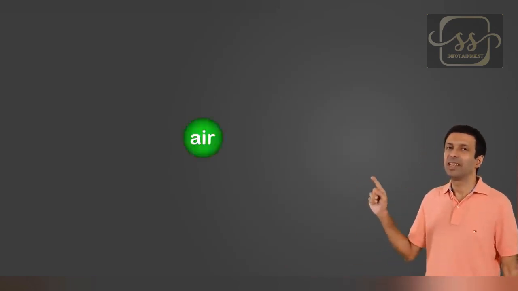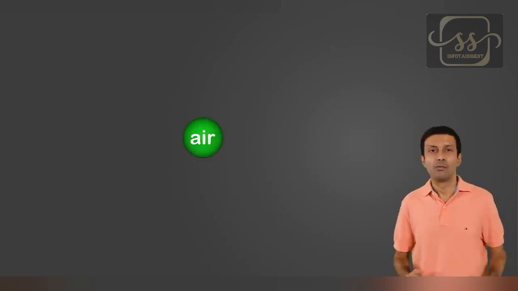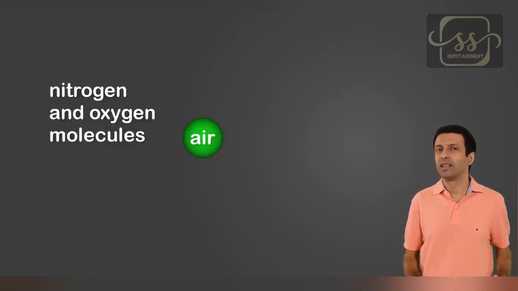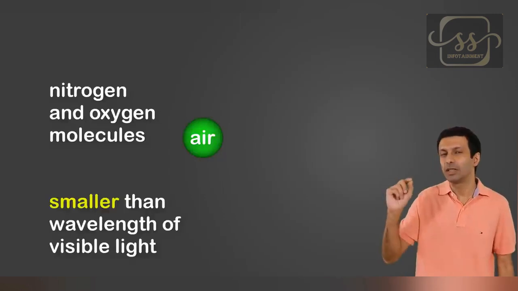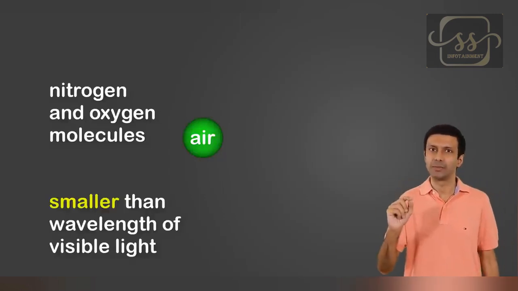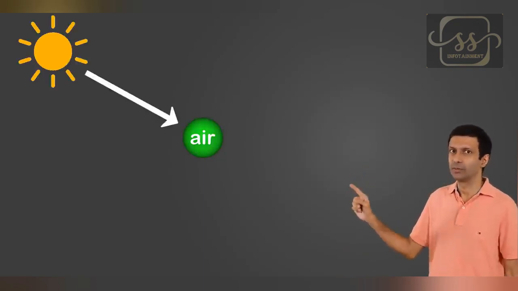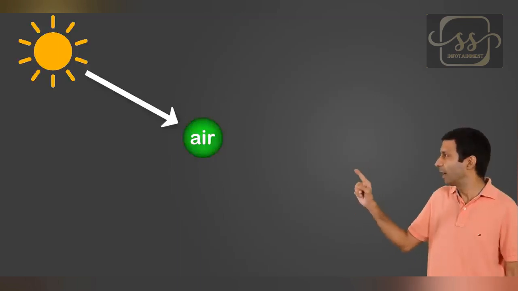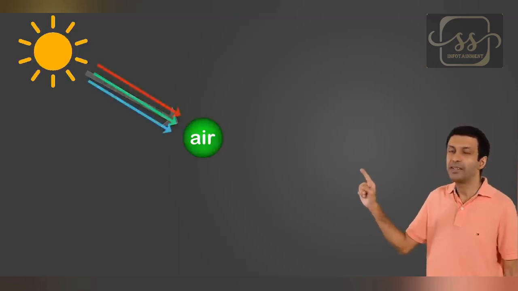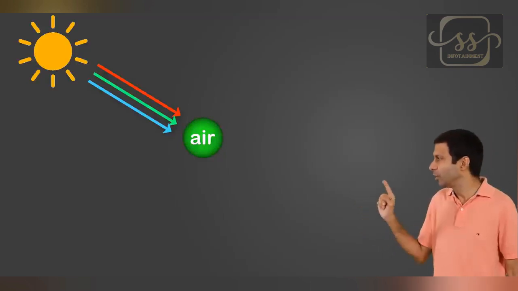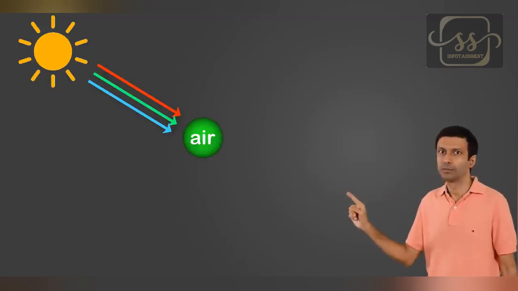Now let's look at the smaller particles, the air molecules. For example, nitrogen and oxygen molecules. These particles are smaller than the wavelength of visible light. So let's say white light from the sun is falling on the air molecules. Again, we are taking the white light to be composed of red, green and blue. Now let's focus our attention on a single air molecule.